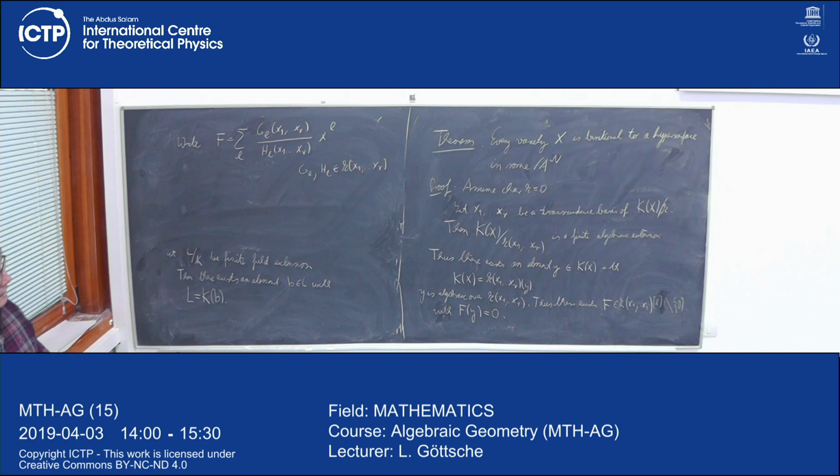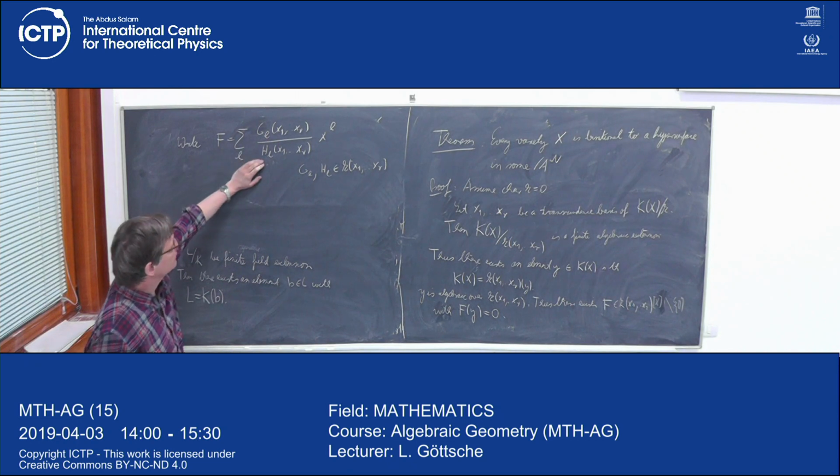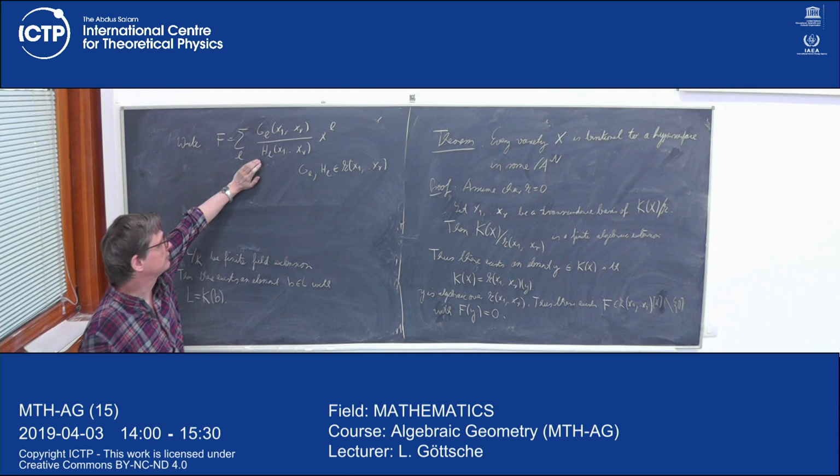Now we can, if we want, clear the denominators. So we multiply the whole thing with, say, the product of all the denominators, and we divide by the greatest common divisor of all the coefficients.